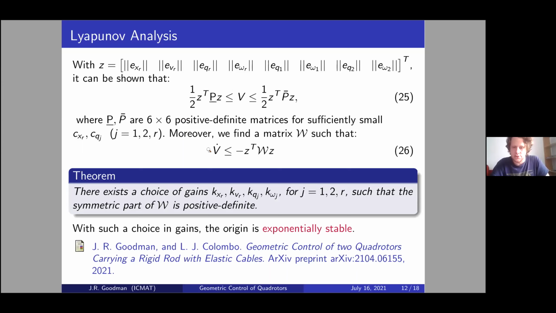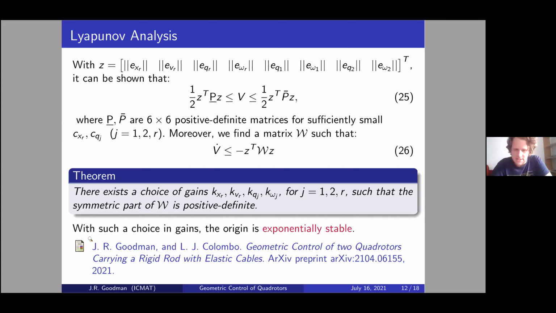The next step, of course, is to show that the derivative is bounded above by a negative definite quadratic form. And this is a little more complicated. We were able to find a matrix W. It's not actually a symmetric matrix, but we can still get all the results we need by showing that the symmetric part of W is positive definite here. So we were able to obtain the following theorem, just saying that there exists some choice of gains such that that holds. And in particular, that means that for these choice of gains, the origin of the aerodynamics is exponentially stable, and thus we have exponential tracking.